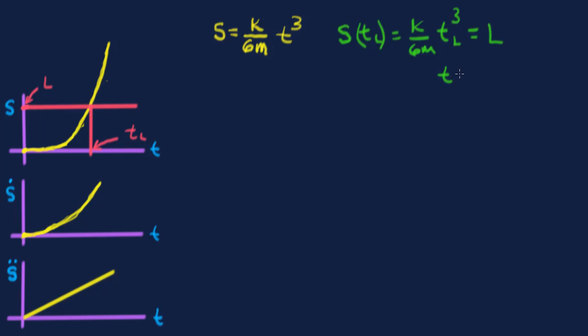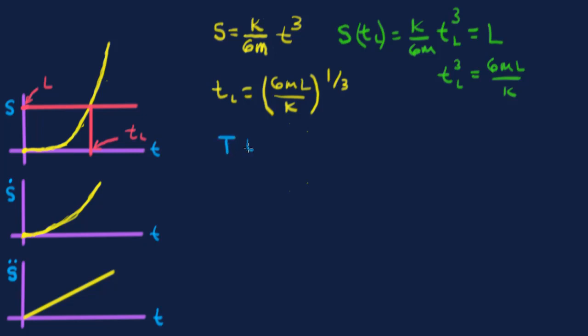Pushing terms around a little bit, I can say TL cubed is equal to 6mL over k, which would mean that TL, this time here at which the position is equal to L, is going to be equal to 6mL over k to the power 1/3. Now, why is this important? Remember, tension is a value that's changing in time. So tension is just T0 plus k times t. But if we want to know the tension at time TL, what I need to do is just substitute my value of TL in there.